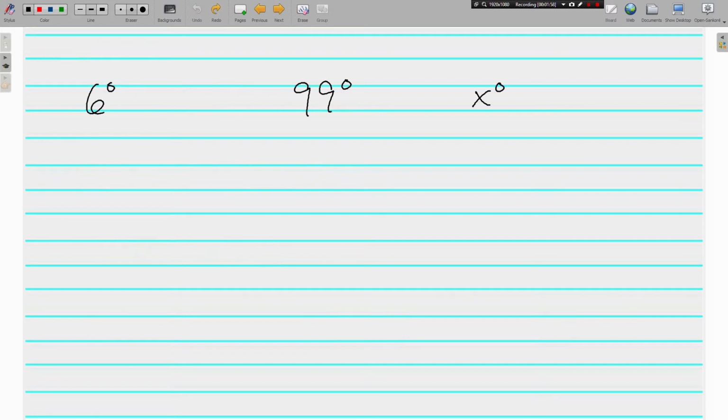Alright, let's look at some more. Here we have 3 terms to the 0 power. These aren't degree signs. This is 6 to the 0 power, 99 to the power of 0, x to the power of 0. Let's write this down. Anything to the power of 0 is 1. Anything to the power of 0 is 1.